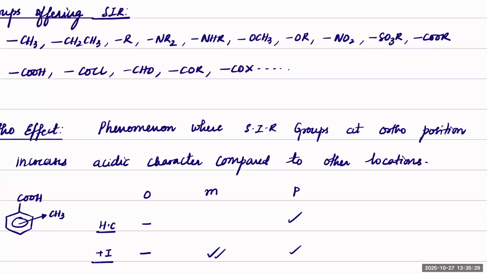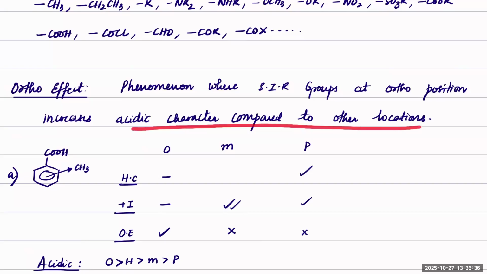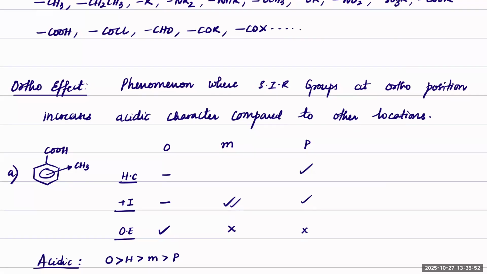So you can see the phenomenon where the SIR effect at the ortho position increases the acidic character compared to other locations. Clear? So that is about the ortho position. So the phenomenon where SIR groups at the ortho position increase the acidic character compared to the other locations.